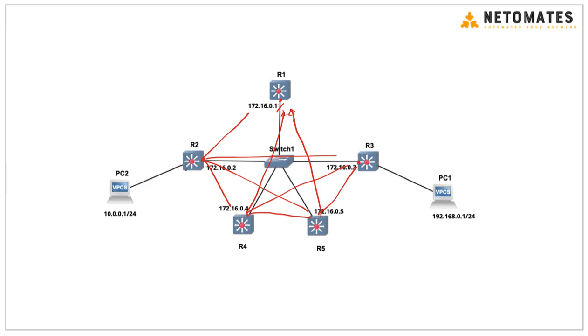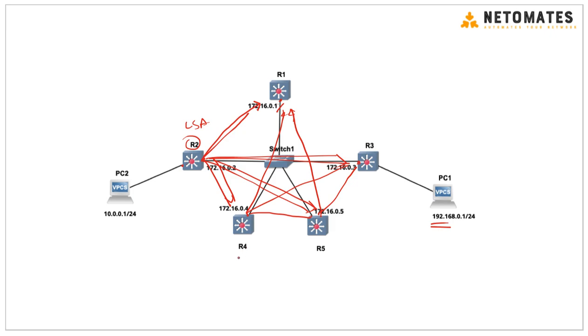Suppose let's take R2. R2 needs to advertise this 10.0.0.0 network into this OSPF network. So for this connected network it will generate a link state advertisement. Now R2's responsibility is to send it to all other routers. In this case it will send this link state advertisement to R1, R3, R4, and R5. Similarly, R3 will also do the same thing to advertise its network.